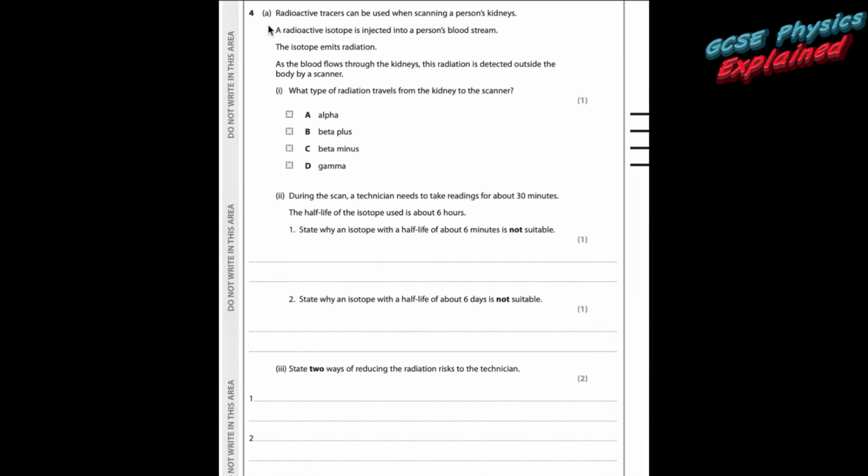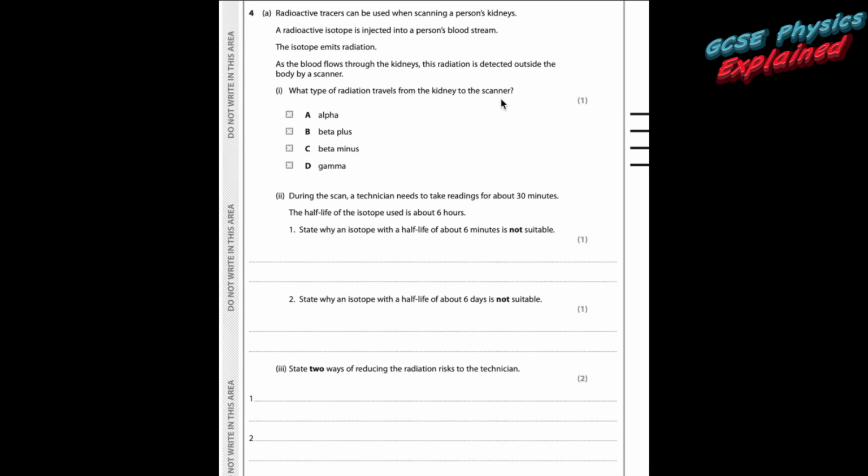Question 4, Part A. Radioactive traces can be used when scanning a person's kidneys. A radioactive isotope is injected into a person's bloodstream. The isotope emits radiation. As the blood flows through the kidneys, this radiation is detected outside the body by a scanner. What type of radiation travels from the kidney to the scanner?